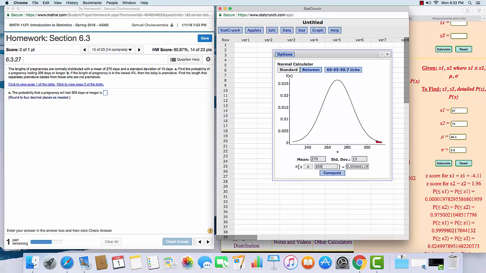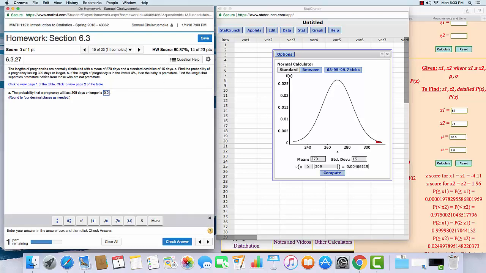They're asking us to find the probability. So this is 309 or longer, so make sure you use greater than or equal to. Don't use less than or equal to. And this is 0.0047.